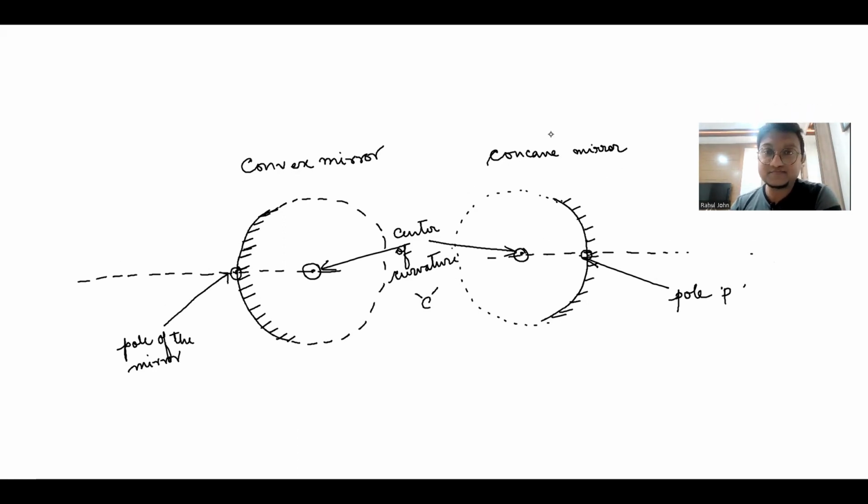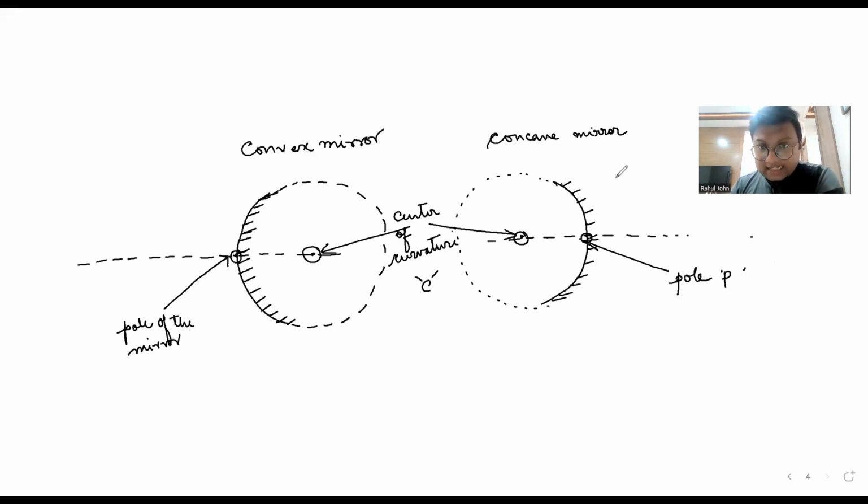Now, similarly, this circle or the sphere, I would say, will have a particular radius. Every circular object has to have a radius, right? So this radius will be called the radius of curvature. Similarly, here we'll have the radius of curvature.